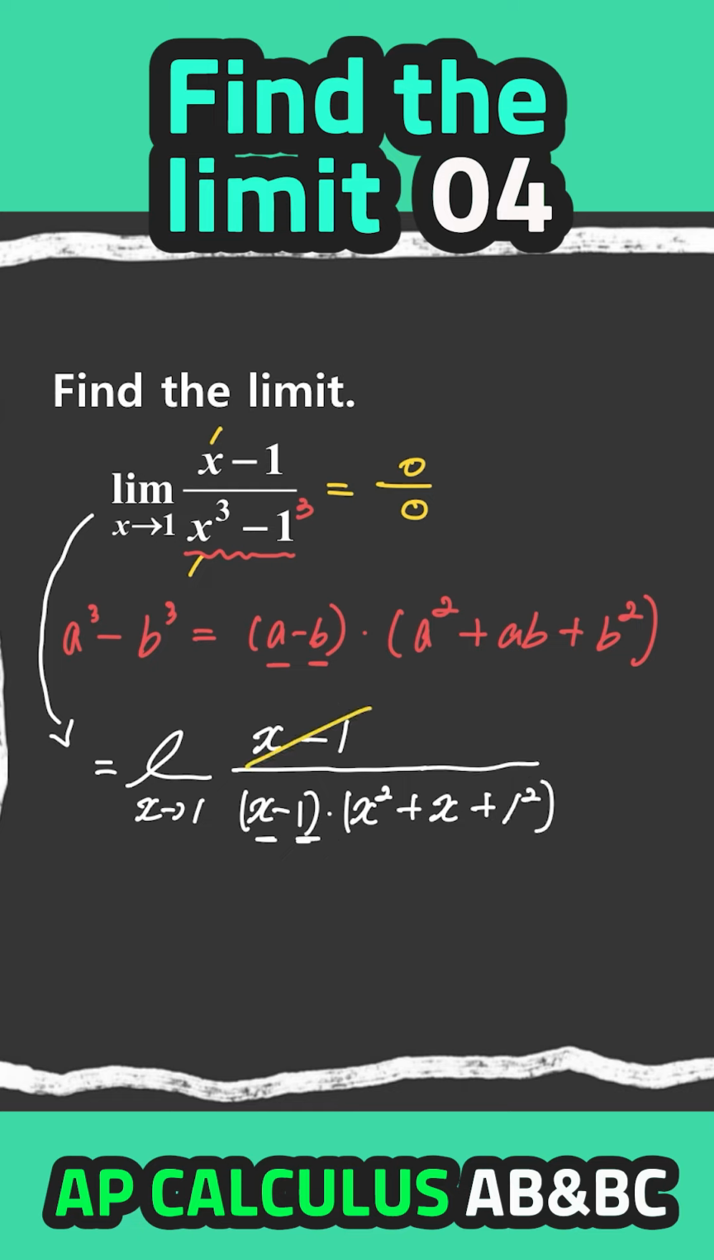Now we cancel x minus 1 out, and then this limit is equal to, if we substitute 1 for x, 1 over 1 squared plus 1, which is equal to 1/3.